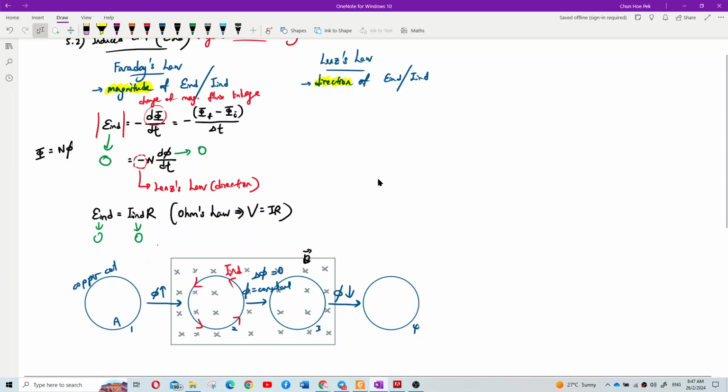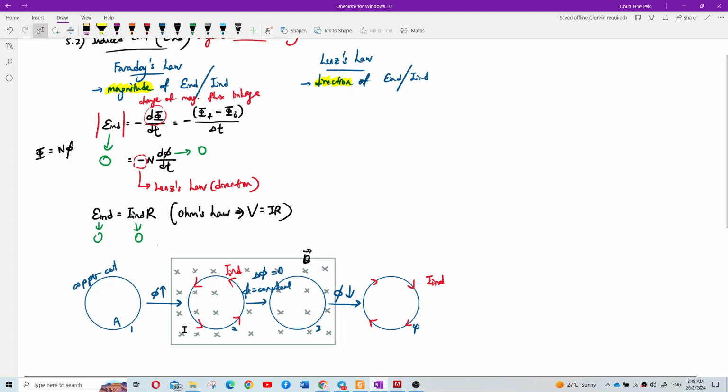Kenapa jadi opposite direction? Itu kena tanya Lenz law. Tapi bila Lenz law sedang bercakap, you kena dengar lah. Kalau you tak dengar, Lenz law cakap berapa banyak pun, you tak akan faham. So, current dia akan jadi anti-clockwise lah.